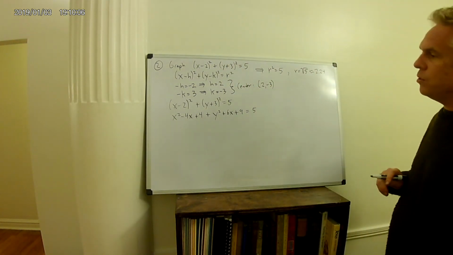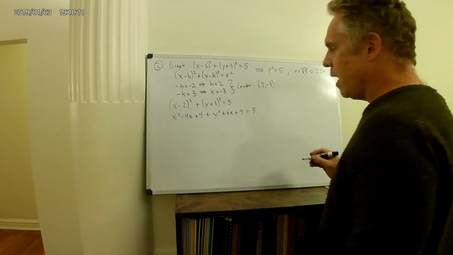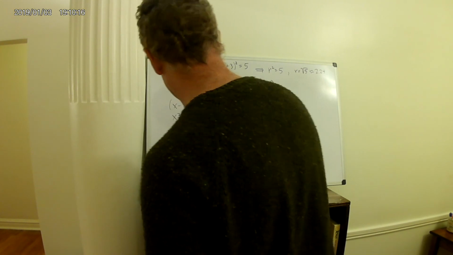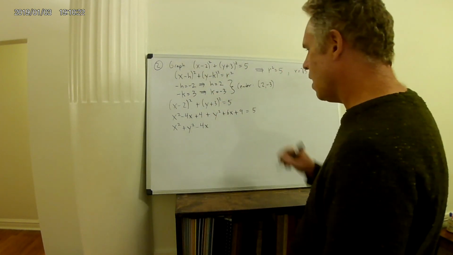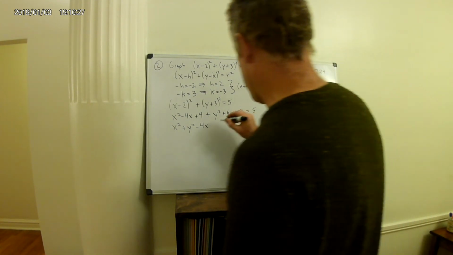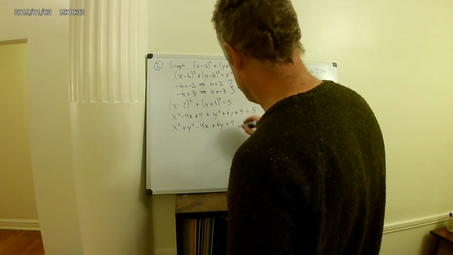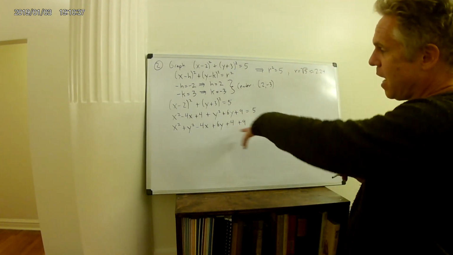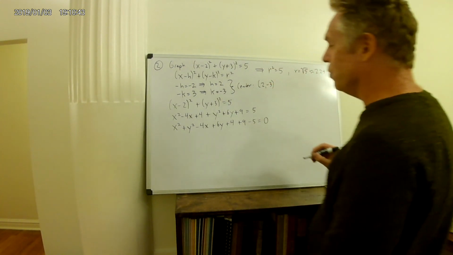Then I'm going to start rearranging the order of these terms. I'm going to rewrite this as x squared plus y squared, minus 4x. Excuse me, this is a y. I'm sorry, I don't know why I put an x there. That's 6y. Minus 4x plus 6y. And then I have a plus 4, plus 9. And then I'm going to bring this 5 over to this side. I'm going to subtract 5 from both sides. So I get minus 5 equals 0.